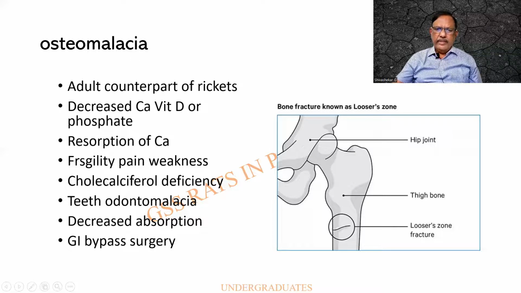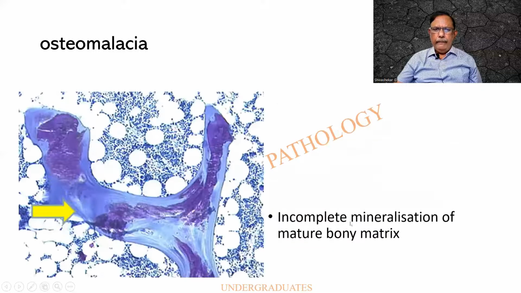Decreased absorption and gastrointestinal bypass surgery can again precipitate this. One of the important things can be because of certain drugs, which we shall be seeing. So this is a thigh bone or the femur. There is a Looser's zone and a pathological fracture has developed. There can be incomplete mineralization of the mature bony matrix. So here you find it does not get mineralized. Therefore, there is no formation of mature strong bone. This is the bone marrow, of course.